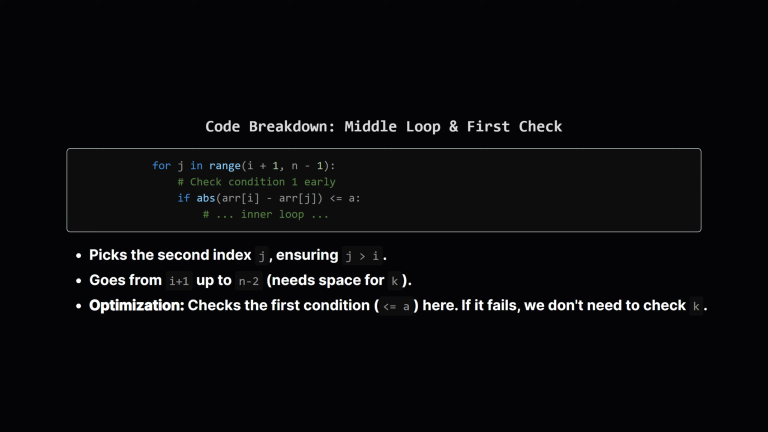Now, notice something clever here. Right after picking j, we immediately check the first condition. Is the absolute difference between the number at I and the number at j less than or equal to a? If this condition fails, there's no point in even looking for a k. This triplet can't possibly be good. So, we only proceed to the inner loop if this first condition passes. It's a small but nice optimization.